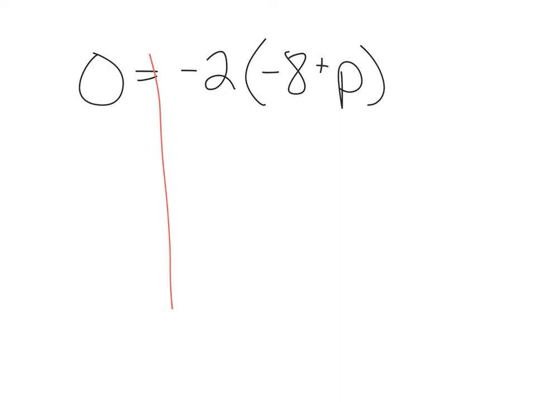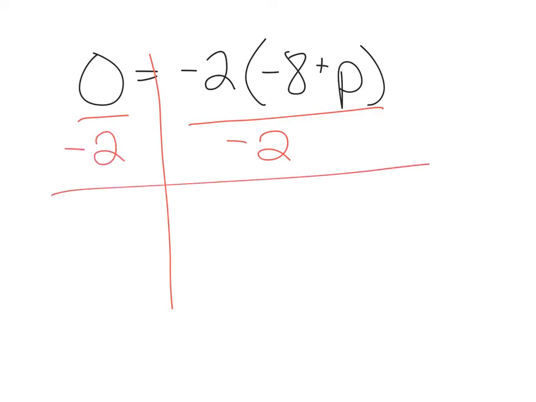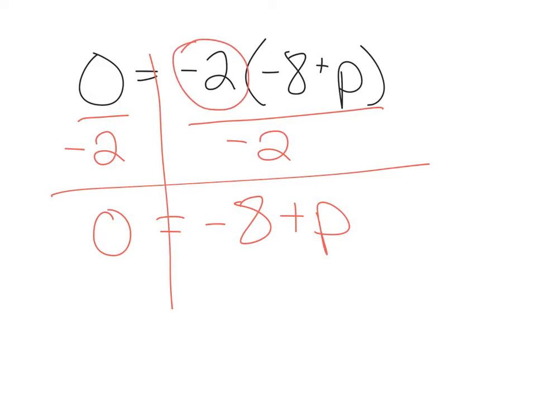Or a little bit easier way is to start by dividing by the -2. Again, think of it as multiplication, so the inverse would be dividing by -2. Then on the left, we end up with 0 equals -8 plus p. So we're getting rid of this part first instead of distributing to both parts. Again, you could distribute it to both parts and get 0 equals 16 minus 2p, and then solve that two-step equation.